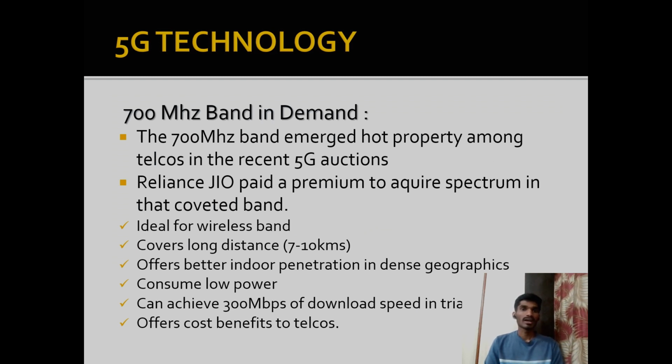The 700 megahertz band emerged as a hot property among telcos in the recent 5G auctions. Reliance Jio paid a premium to acquire spectrum in that coveted band. So the features include: ideal for wireless band, covers long distance, that is about 7 to 10 kilometers of coverage, offers better indoor penetration in dense geographies, consumes low power, can achieve 300 Mbps of download speed in trials, offers cost benefits to telcos.